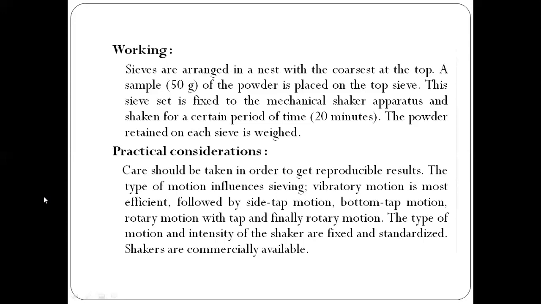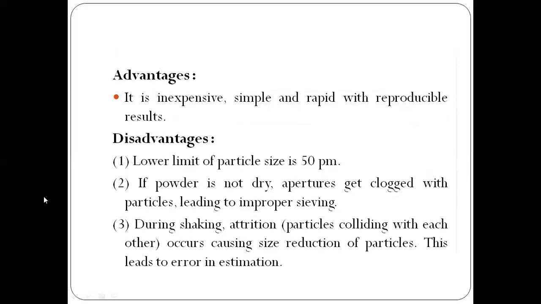According to the particle size, each powder gets sieved out by the desired number of sieves. Practical consideration: care should be taken in order to get reproducible results. The type of motion influences the sieving. Vibratory motion is the most efficient, followed by side tap motion, bottom tap motion, rotary motion with tap, and finally rotary motion. The type of motion and the intensity of the shaker are fixed and standardized. The shakers are commercially available.